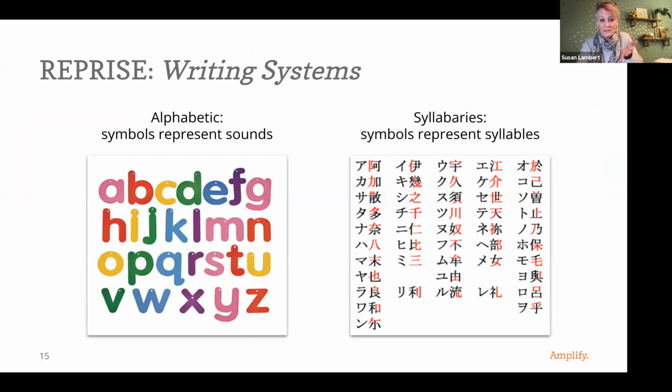Reprise on the writing systems. Remember, in our alphabetic language, symbols represent sounds. So it represents a really small part of the word. Each symbol represents that small part. Our symbols do not represent syllables or parts of words. They represent individual sounds. And that's going to be important when we start to talk about the differences between synthetic phonics and analytic phonics.